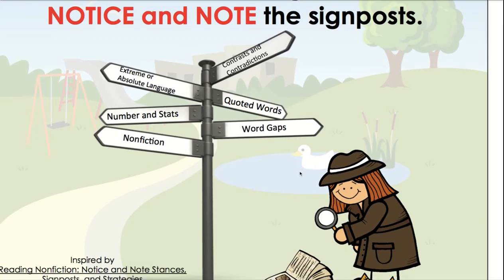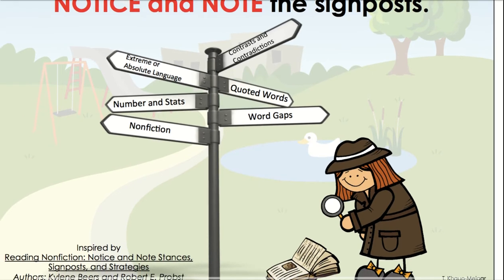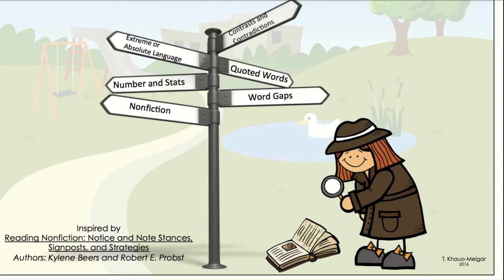Okay, so things you want to look for: extreme or absolute language. I will explain these in a minute. Contrasts and contradictions, quoted words, word gaps, numbers and statistics, and you will find this all in nonfiction. That's what we're talking about. We're not talking about fiction because we are trying to help you better understand the text that you need for your combined science, language, lit, interdisciplinary unit.